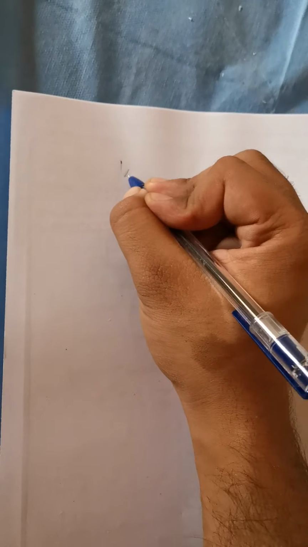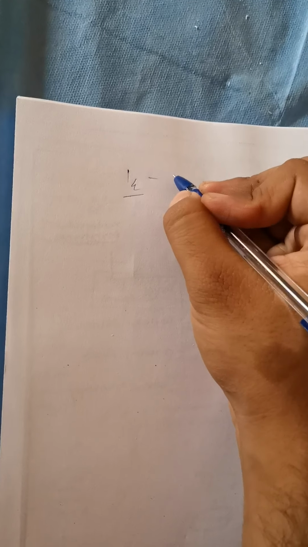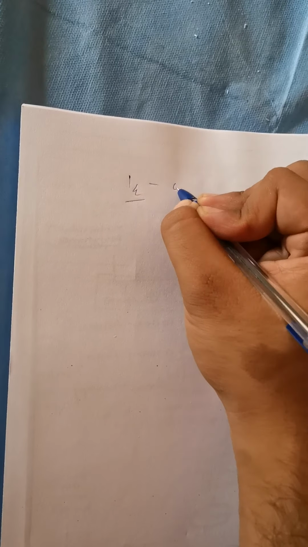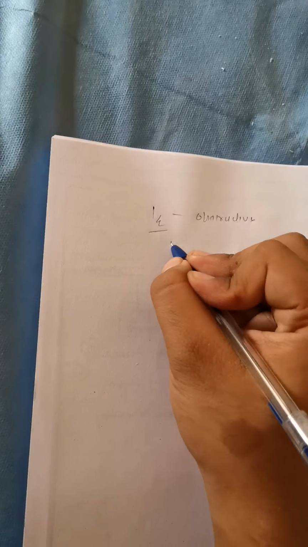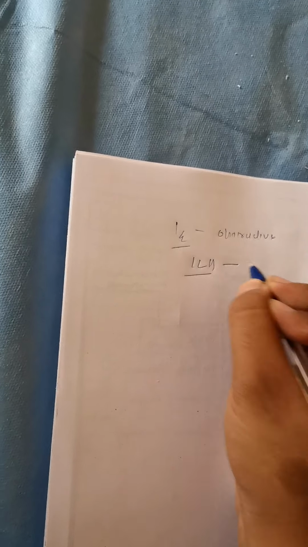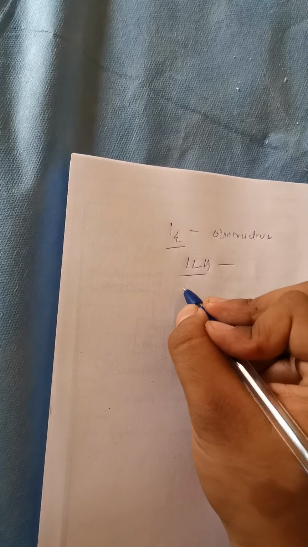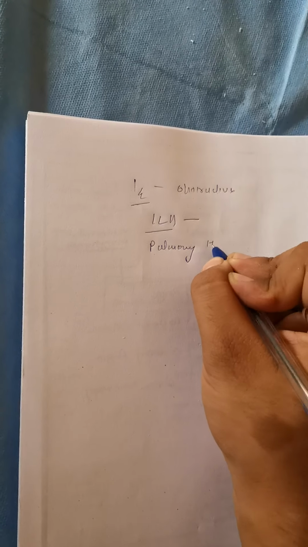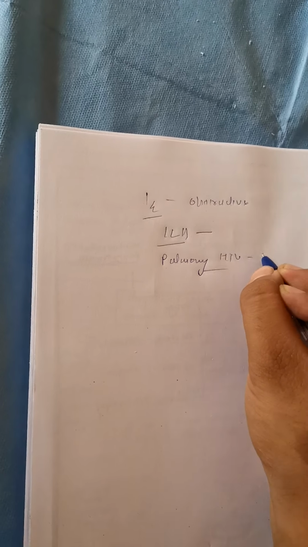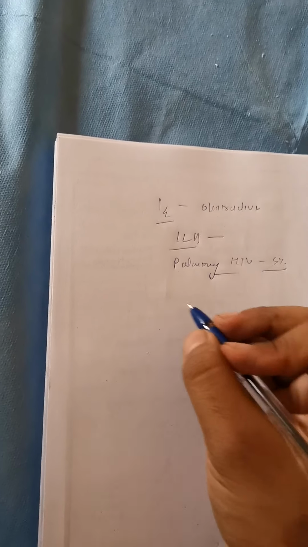Around half of the patients have obstructive disease. Interstitial lung involvement may be seen, and pulmonary hypertension may be seen in less than 5% of cases.